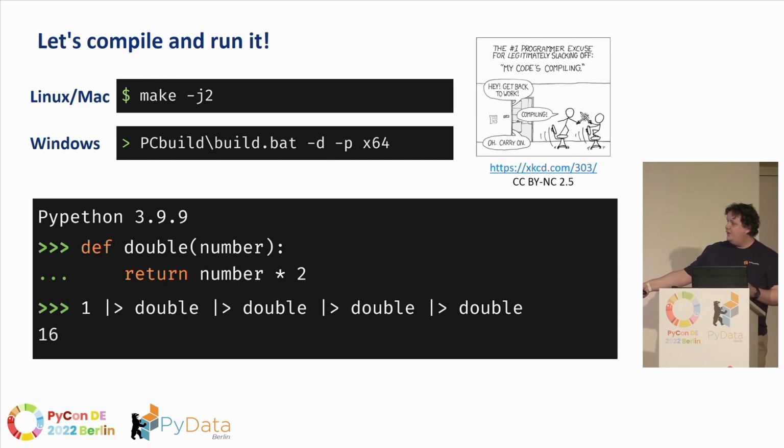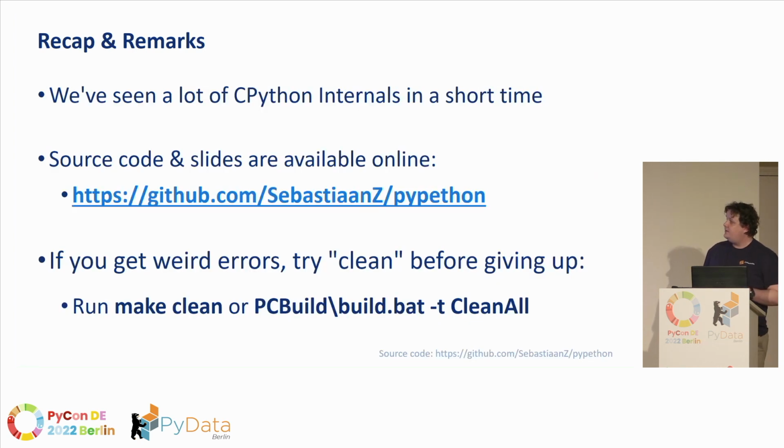So, with that, the only thing left to do is to compile it, specify our function, and just try out our new operator. And as you can see, it works. So, and that's it. You've seen a lot of CPython internals in a short time. I was hoping to give you an overview of the entire process, not a detailed thing.